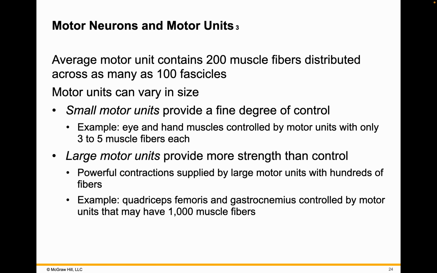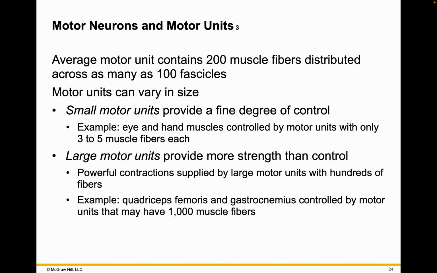An average motor unit contains 100 muscle fibers distributed across as many as 100 different fascicles. We have various sized motor units. Small motor units provide a fine degree of control. So, for example, in the eye and the hand, there are muscles that are controlled by motor units with only 3 to 5 muscle fibers in each.